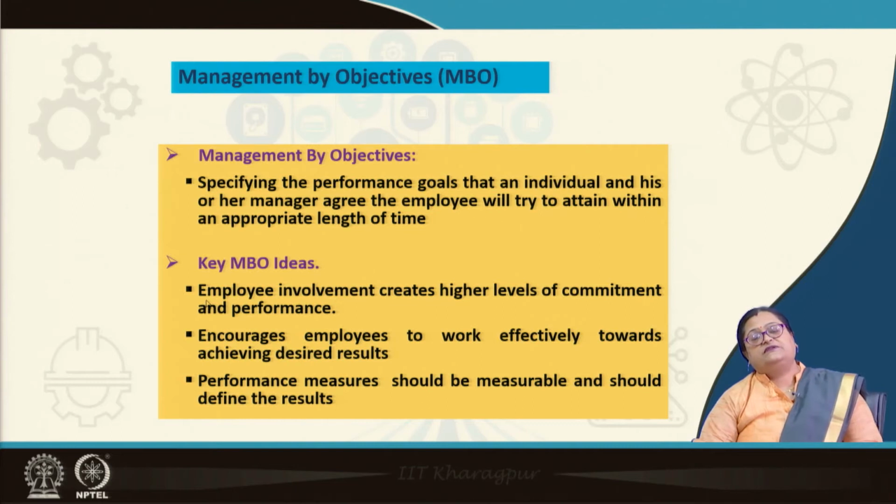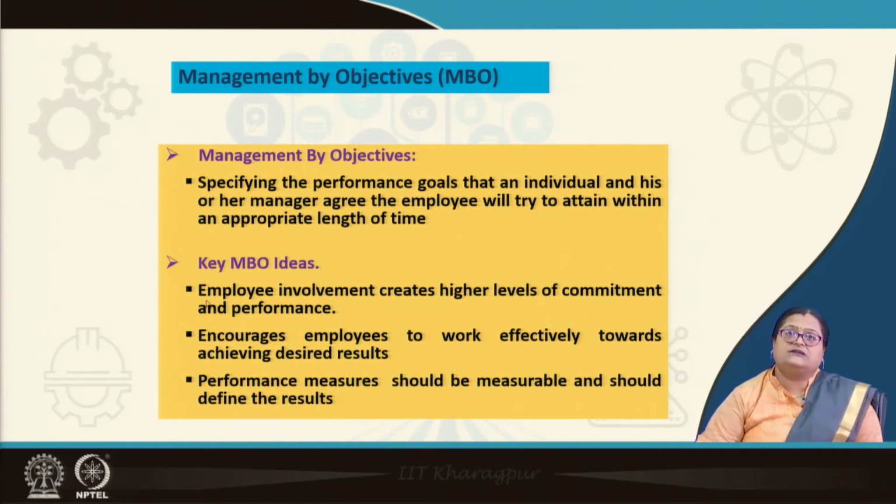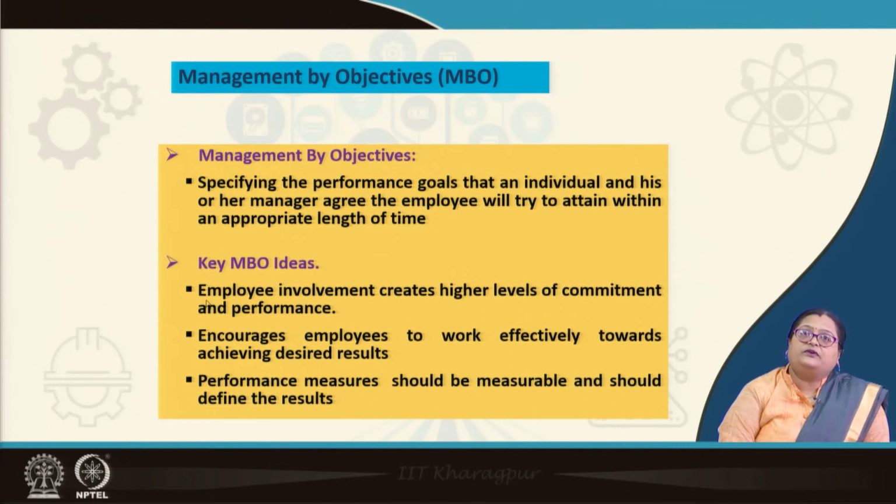Management by objective is the future method that we have discussed. It is specifying the performance goals that an individual and his or her manager agree the employee will try to attain within an appropriate length of time. The key MBO ideas are employees' involvement creates higher levels of commitment and performance. It encourages employees to work effectively towards achieving desired results. Performance measures should be measurable and should define the results.